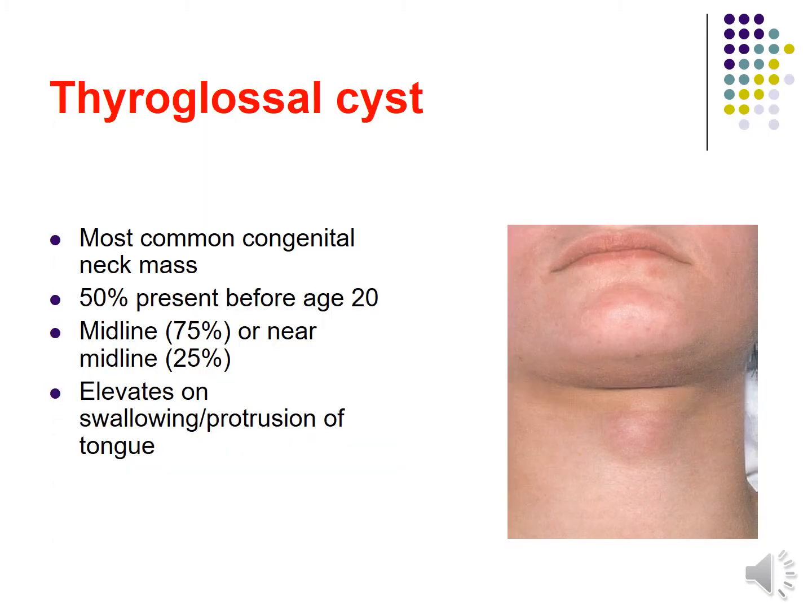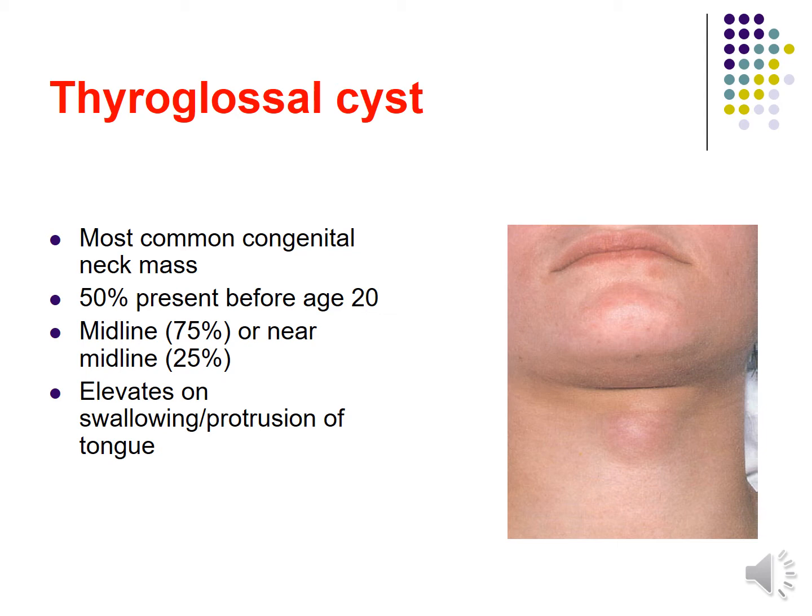Thyroglossal cyst is a congenital swelling, but it may arise any time during childhood. The site could be a subhyoid thyroglossal cyst, suprahyoid thyroglossal cyst. It could be near the thyroid cartilage, or near the cricoid cartilage also. So these are the positions of the thyroglossal cyst.